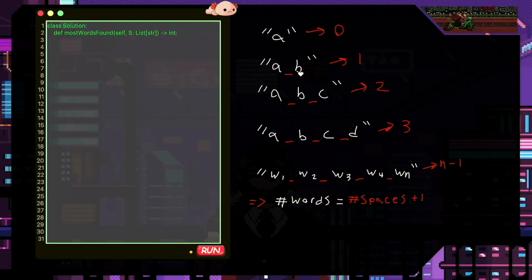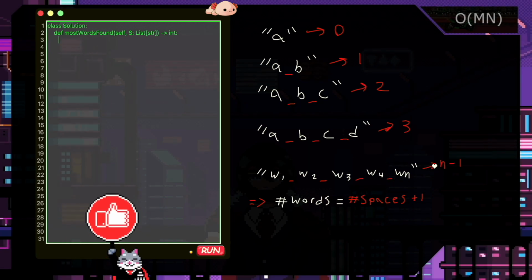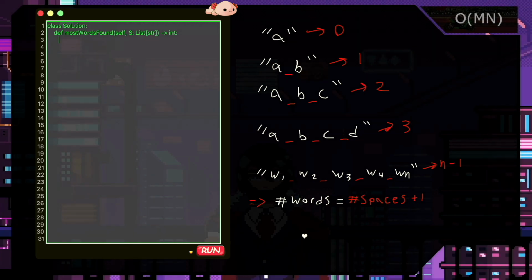The thing that has to be noticed is that the number of spaces is directly correlated with the number of words. We can look at this in the base case. We have zero spaces with one word, one space, two words, two spaces, three words, etc. You'll notice that the number of spaces is equal to the number of words minus one, or in other words, the number of words is equal to the number of spaces plus one.